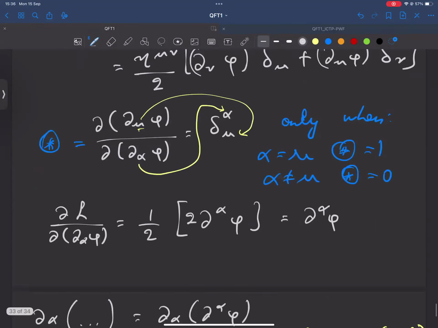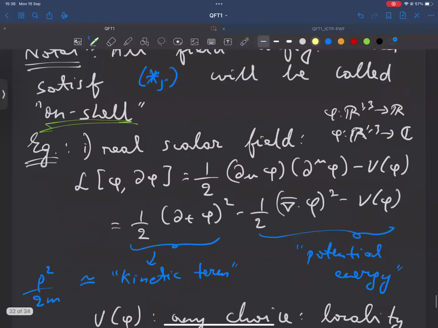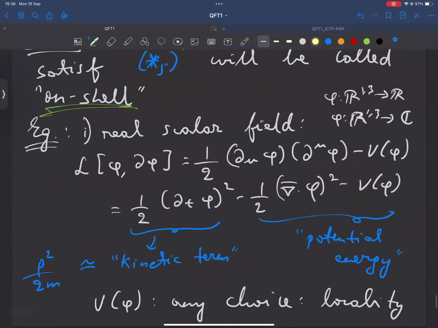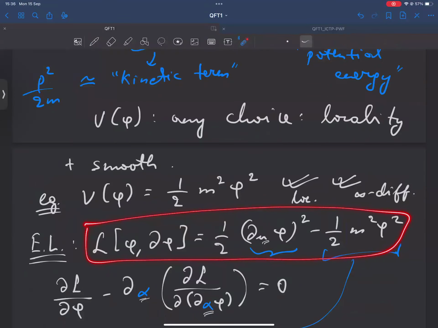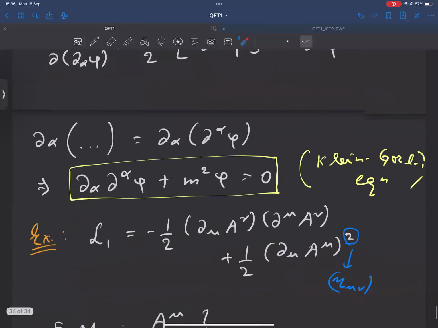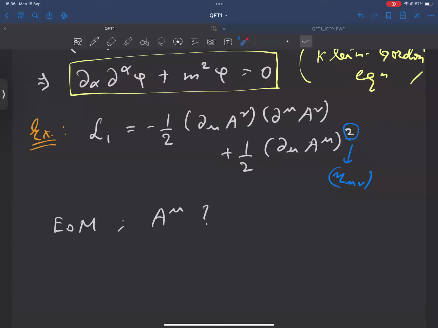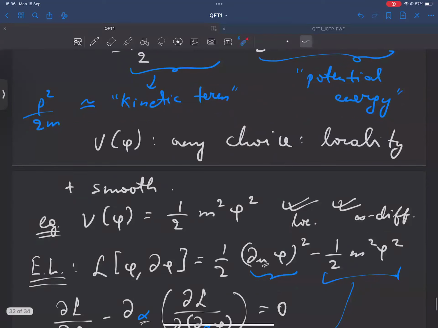So Euler-Lagrange equation is a general prescription to derive equations of motion for any arbitrary fields, arbitrary theories, arbitrary Lagrangians. But Klein-Gordon equation is the theory which is described by a Lagrangian which has this form. So it is the Lagrangian of a real massive scalar field. And the equation of motion that you get from it is called the Klein-Gordon equation. So there are not two different notions. It's that Euler-Lagrange is general for any Lagrangian, and Klein-Gordon is the equation of motion for this particular Lagrangian.